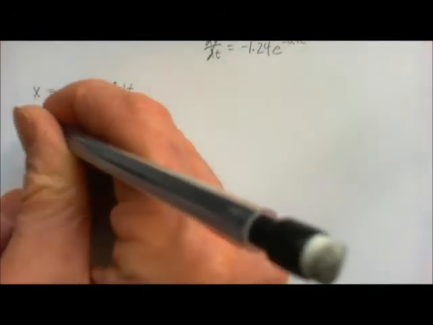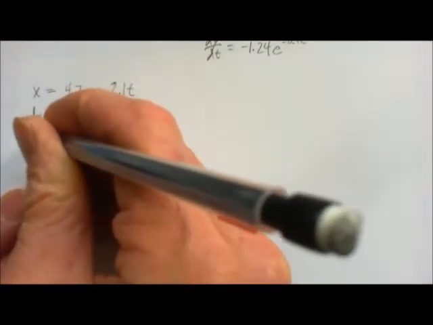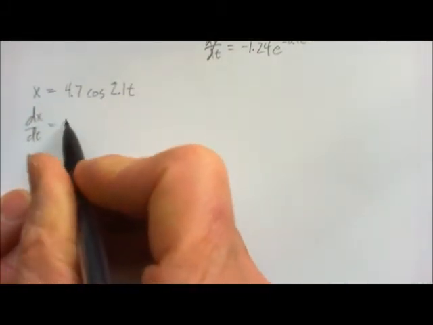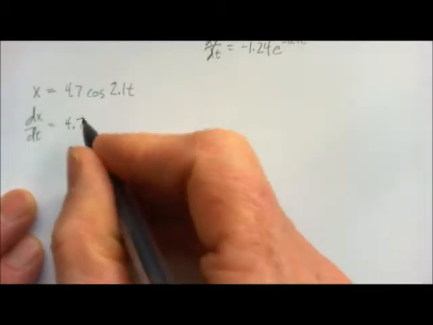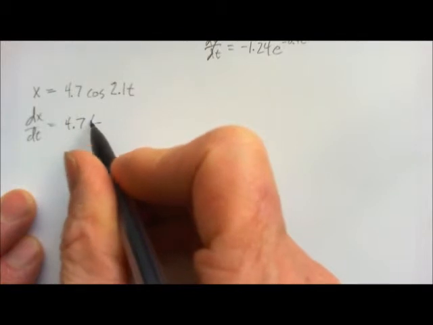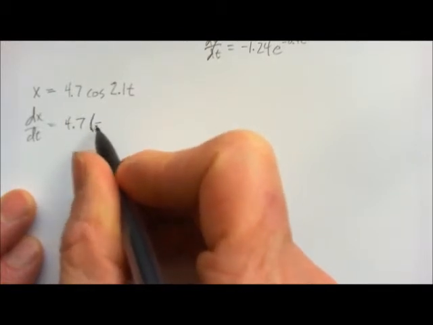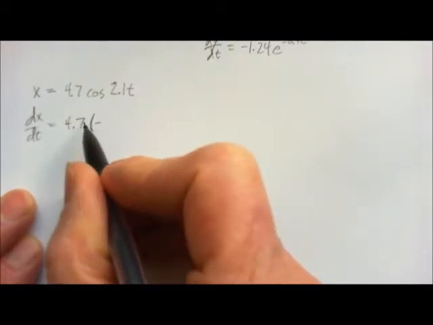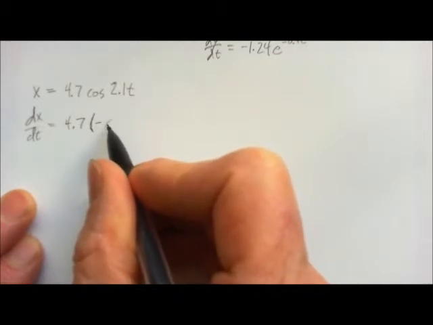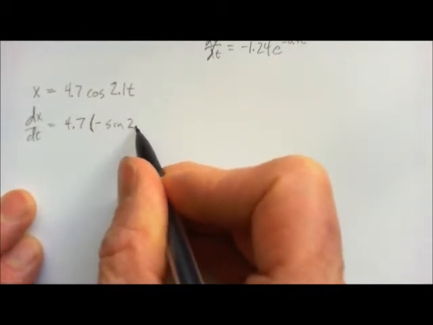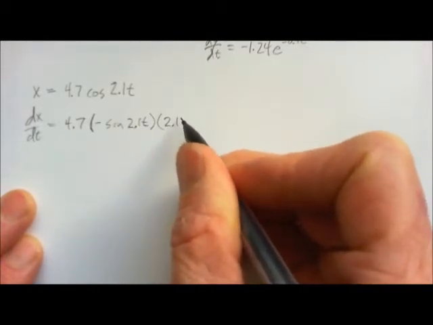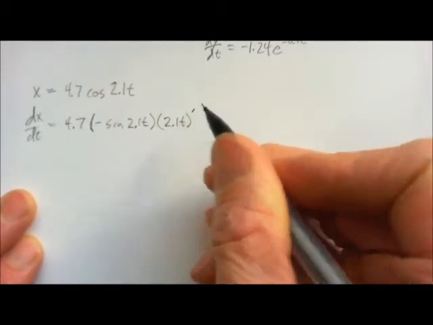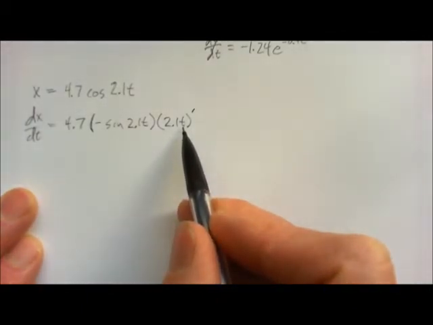So in this case, when we go to find dx dt, again, this constant just stays there. It's multiplied on. And then the derivative of cosine is negative sine. Let me put a parenthesis here to indicate that we're multiplying. We're not subtracting. So it's 4.7 times negative sine of 2.1t. And then we need the derivative of the 2.1t, which is, of course, 2.1.